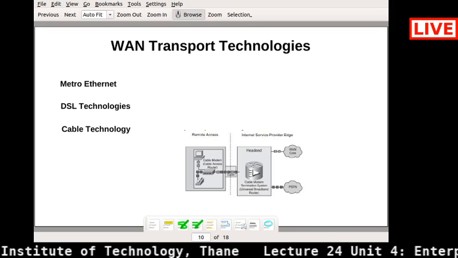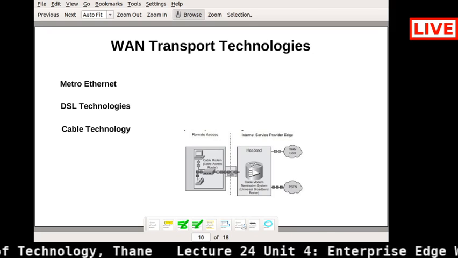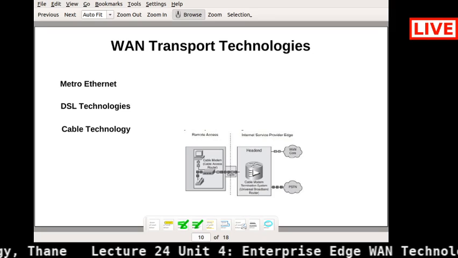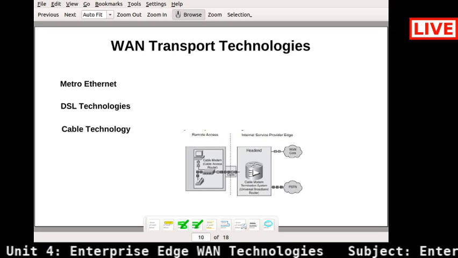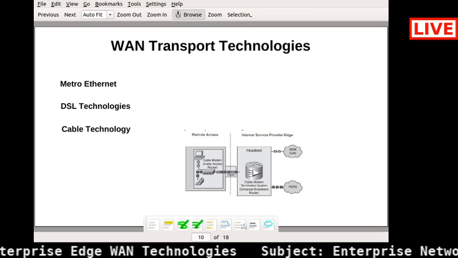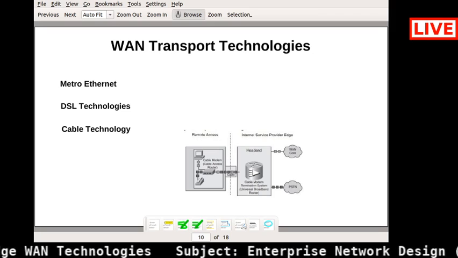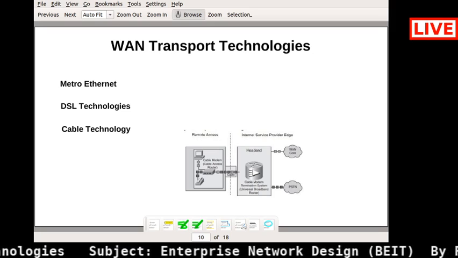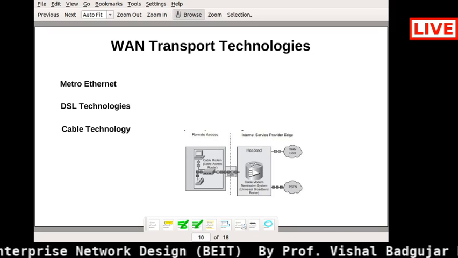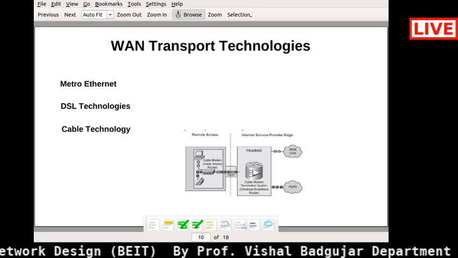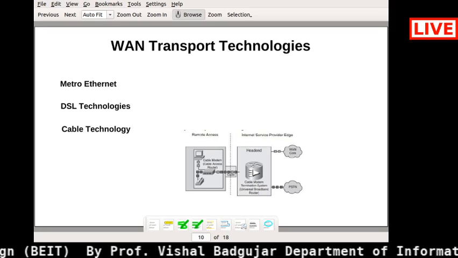It gives you high bandwidth over the traditional telephone copper lines we have already seen. Compared with that, it gives you a high level of bandwidth, high-speed internet and internet access. That is why we use this DSL technology.